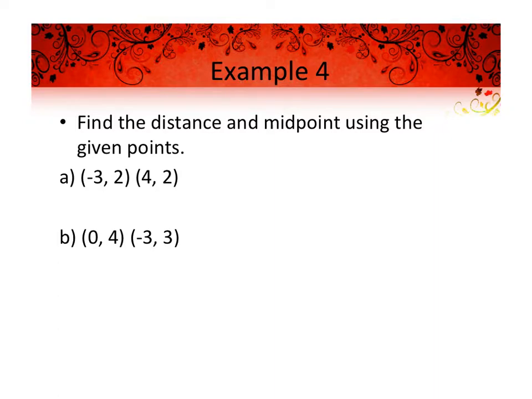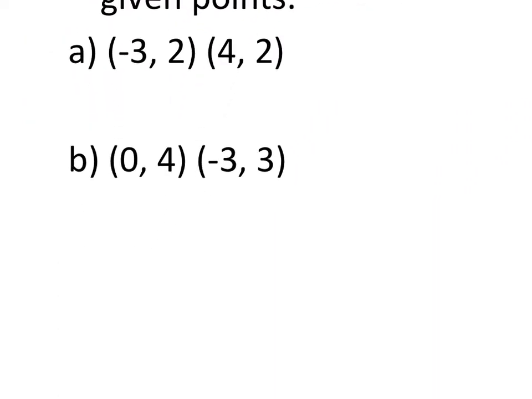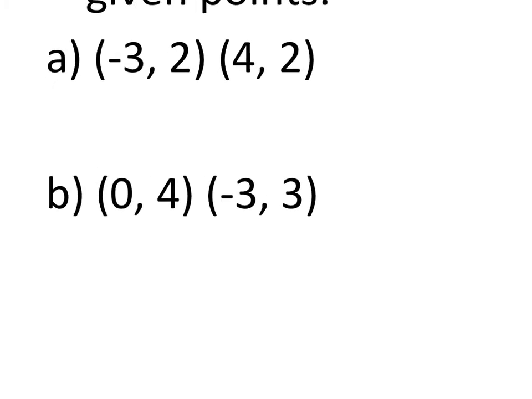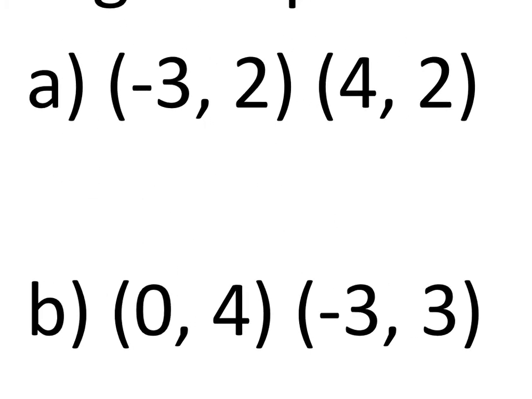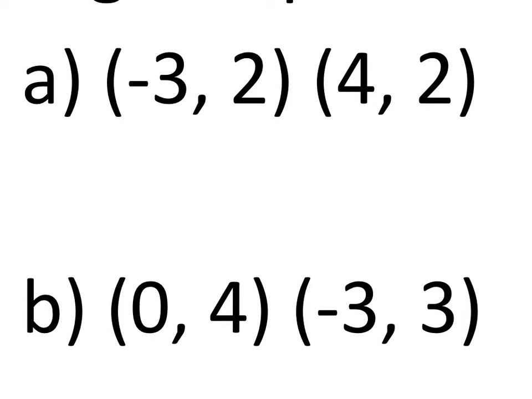All right, so here's the application. Find the distance and midpoint using the given points. I'll do A with you, and then you'll do B by yourself. So A's distance, okay, I need x1, x2, y1, y2. Does it matter which ones I make which? As long as I don't mix the numbers, it doesn't matter. So this could be x1, y1. This could be x2, y2, as long as the numbers sit together, right?